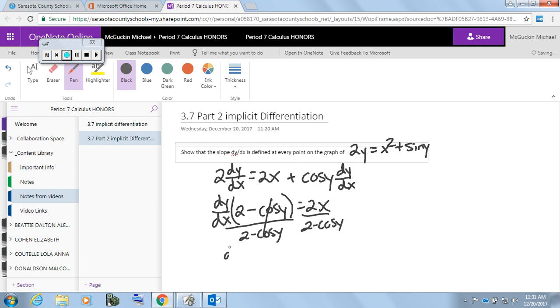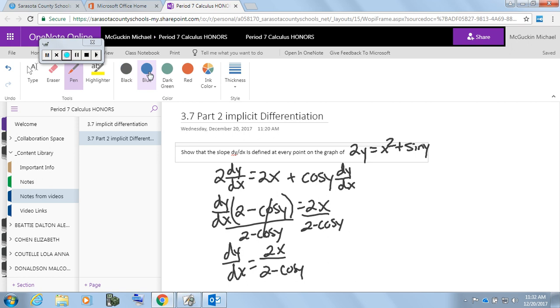So I'll divide through by 2 minus cosine of y, and we get in the end that dy/dx will equal 2x over 2 minus cosine of y. And so the real question is where will this be undefined? Well, obviously, we can see the only problem is going to be if 2 minus cosine of y equals 0, if 2 ever happens.